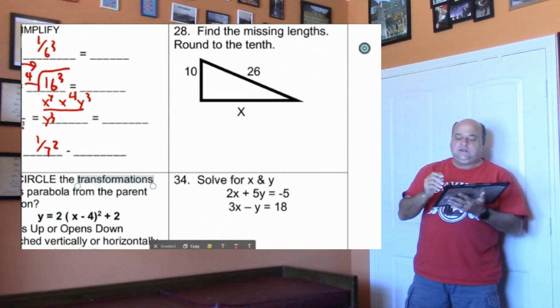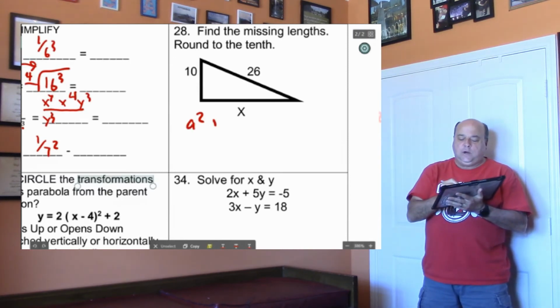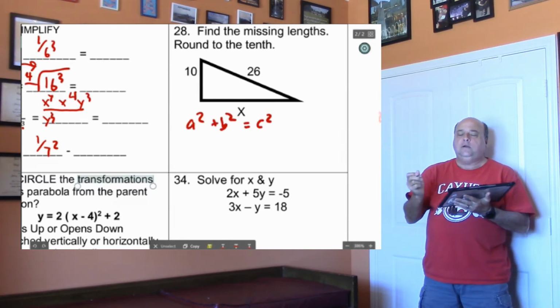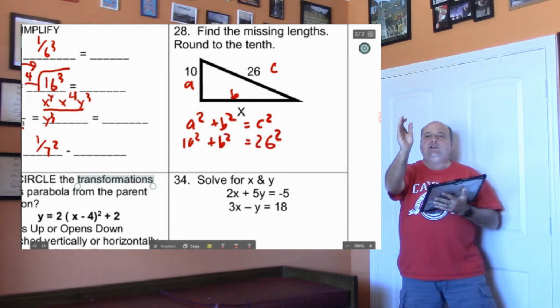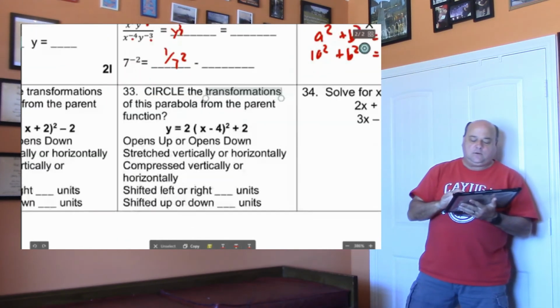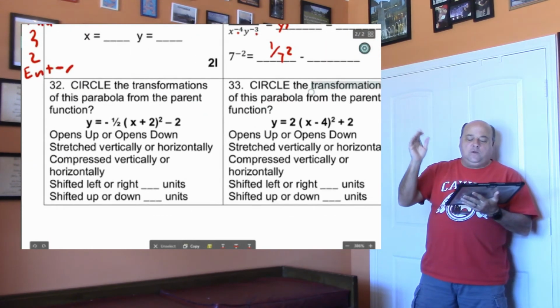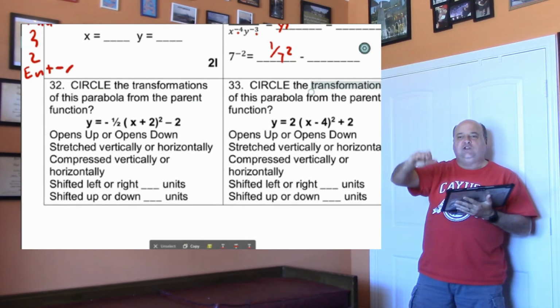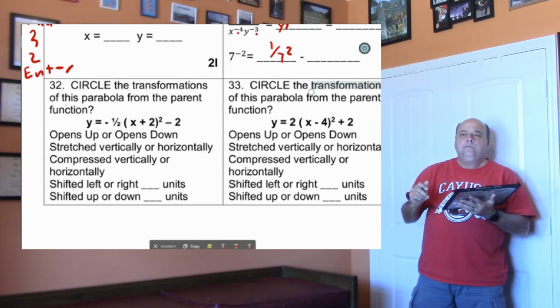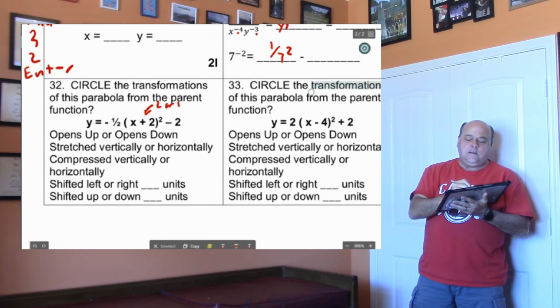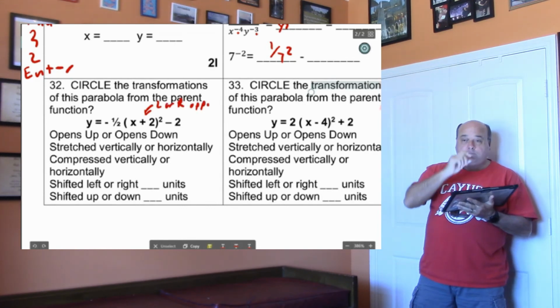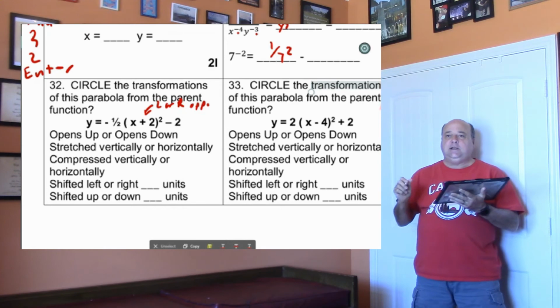Right here, you haven't done this in a while. A squared plus B squared equals C squared. So this is my A, this is my B, this is my C. 10 squared plus B squared equals 26 squared. I will let you finish that up. You did that in 8th grade. 32 and 33 should be pretty simple. You're just going to circle the ones that work. Remember, this is left or right, but it's opposite because it has minus h.